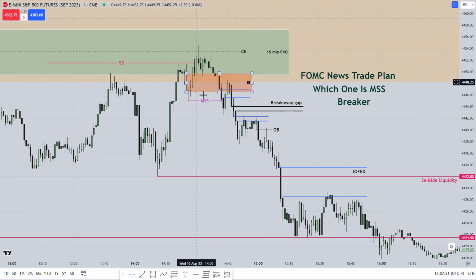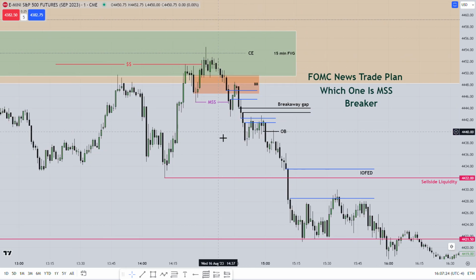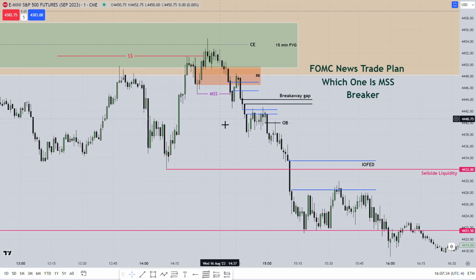This is the plan for FOMC days. I think it's clear now. If you think you need more information, just be with me. I will try to explain how to trade in every FOMC and CPI news. After the news, obviously, not before the news.